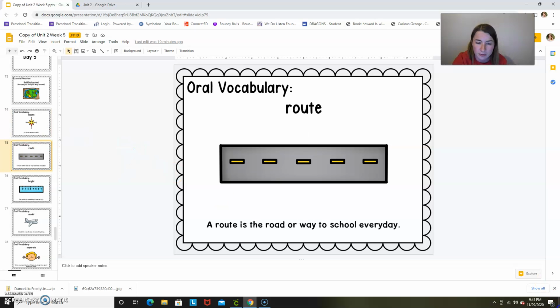Route. A route is a road or way to school, the same route that you take every day. So Miss Mason has a route from her house to school, and she takes the same highway every single day from Wichita to Bentley.